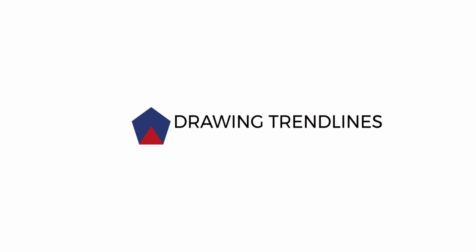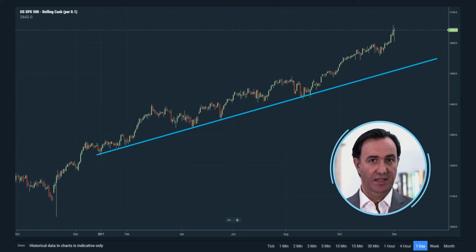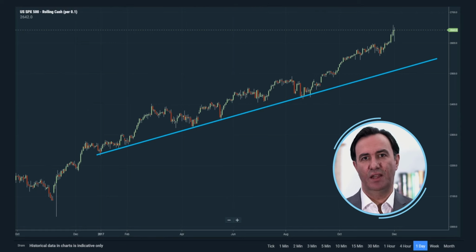This makes sense. It's all good in theory, but can you show us one in a real market? Yes, let's do that now. Let's pull up a chart of the S&P 500. That's the index of the largest 500 companies in the US.